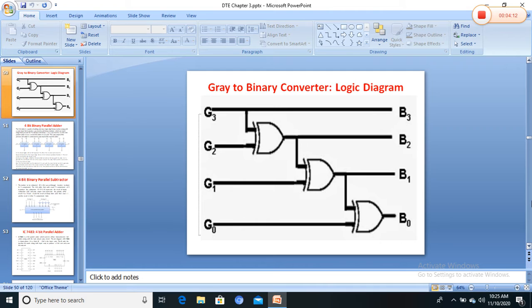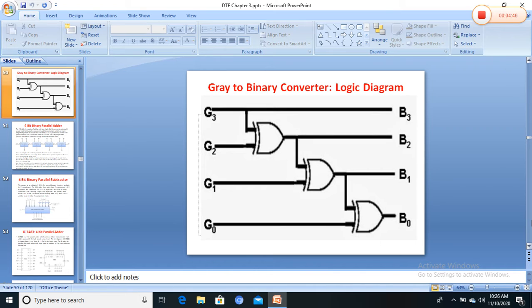In the diagram we use XOR gates for the gray to binary conversion. You have to solve the numbers 0 to 15 in the truth table. From that truth table we simplify the equations using the K-map simplification method, and from the equations we realize this diagram for gray to binary conversion. This is the code converter: binary to gray and gray to binary.